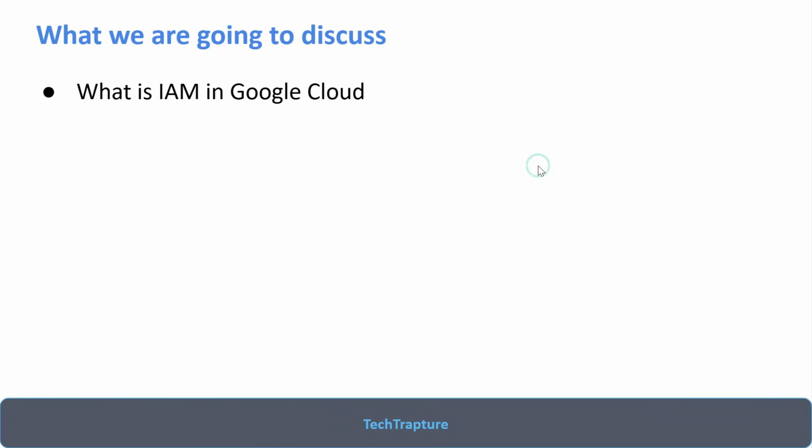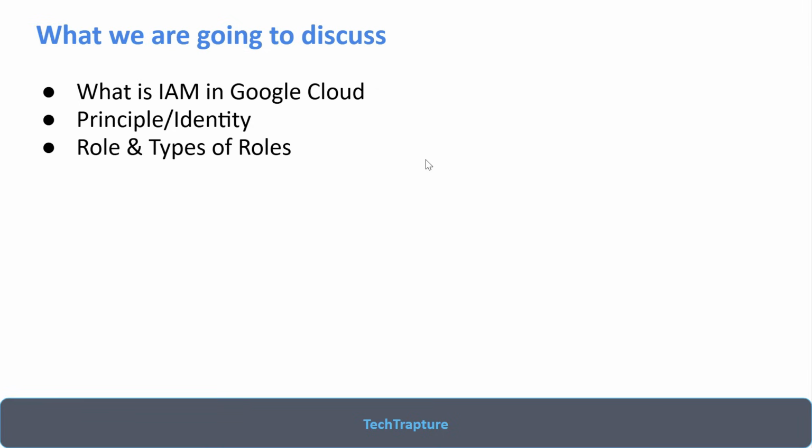First we'll see what is IAM in Google Cloud, what this service is all about. Then we'll see what is a principal. When we are talking about identity and access management, it has two parts. First is identity and second is access management. So we'll see what is the principal or identity in Google Cloud.